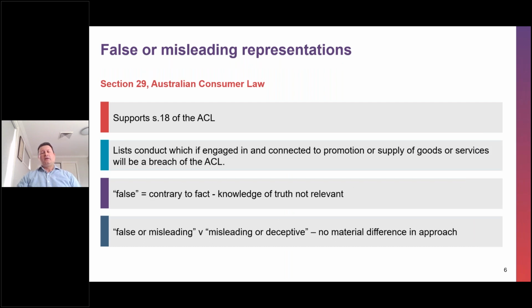So Section 29 is usually tacked onto a Section 18 claim, particularly by the ACCC. It supports Section 18, and while Section 18 is very general, very broad, Section 29 is actually quite specific and deals with specific instances of misleading representations in relation to goods and services. While Section 18 is misleading or deceptive conduct, and Section 29 is false or misleading representations, there's actually no difference in how the court applies the test to both of these sections.